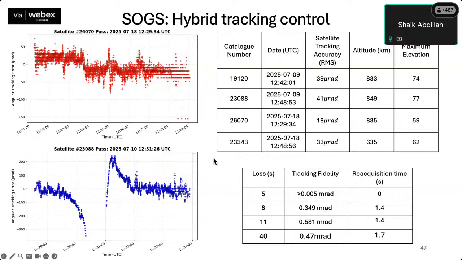And one thing about Singapore that makes it a bit difficult to perform experiments is that cloud cover can impede our ability to track satellites. So we employ a hybrid control algorithm such that even under cloud cover, even under sporadic link losses, we can recover the satellite tracking to the required field of view for our quantum receivers, right?